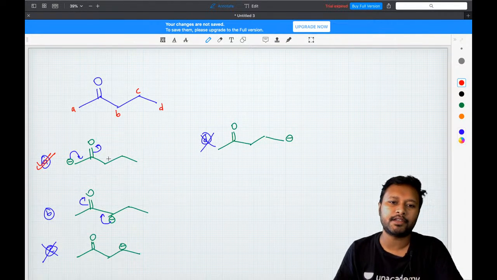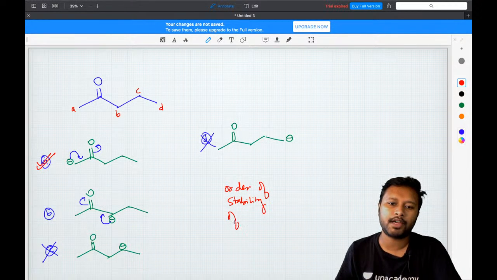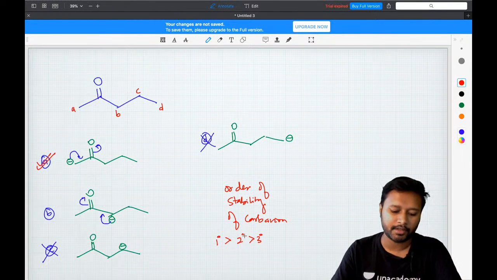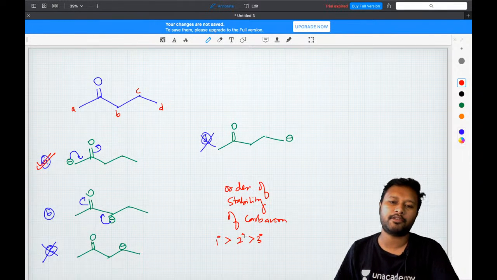So what's the reason? You know that the order of stability of carbon ion goes like this, that is 1 degree, then 2 degree, then 3 degree, it goes like that. So 1 degree carbon ion is more stable because of less plus I effect, ठीक है. हाँ, terminal keto methyl group, yes, good Ranit. So option number A is the correct option for this particular question.